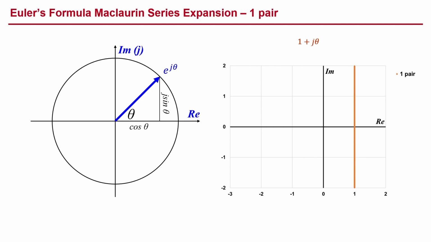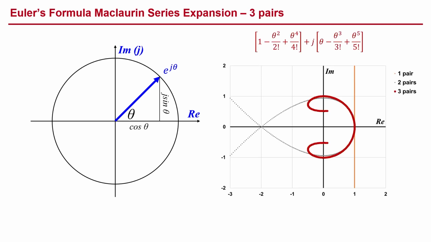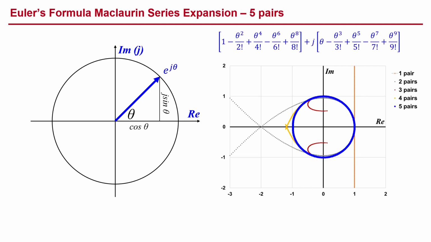If we take the first real imaginary pair from the Maclaurin series expansion of e to the j theta, then add successive pairs, we see that we start to get a good approximation of the unit circle. It looks pretty good with 5 Maclaurin pairs, and it will just keep getting better as n approaches infinity.